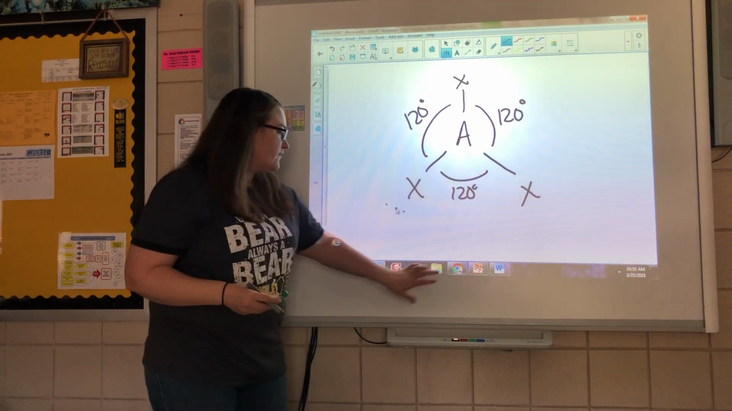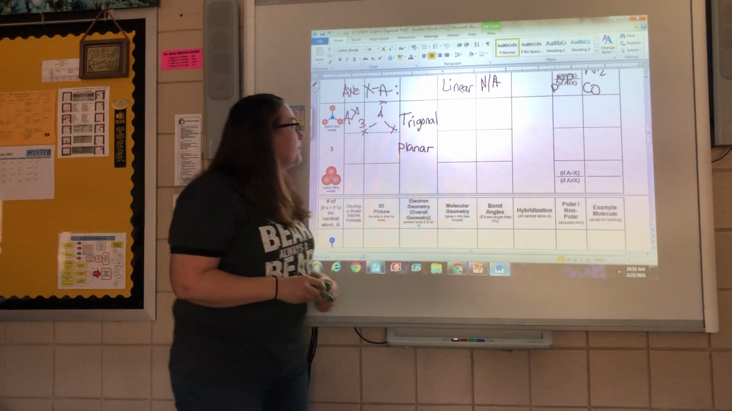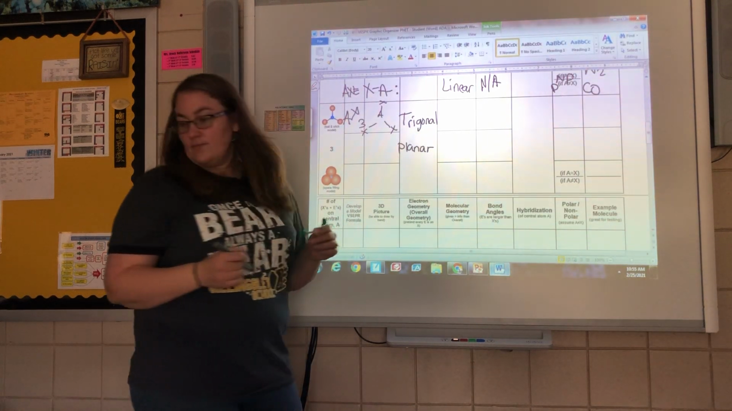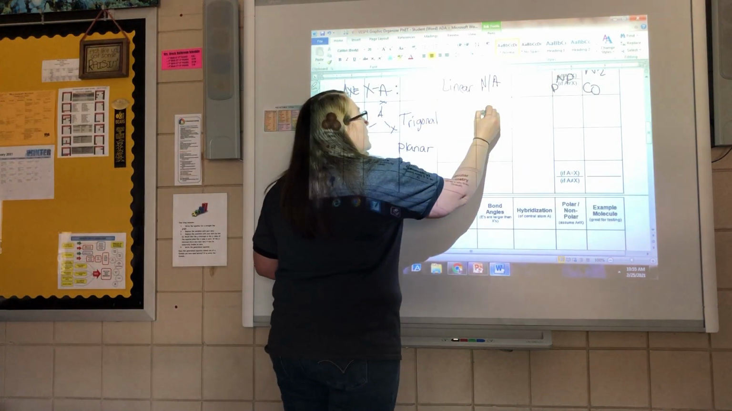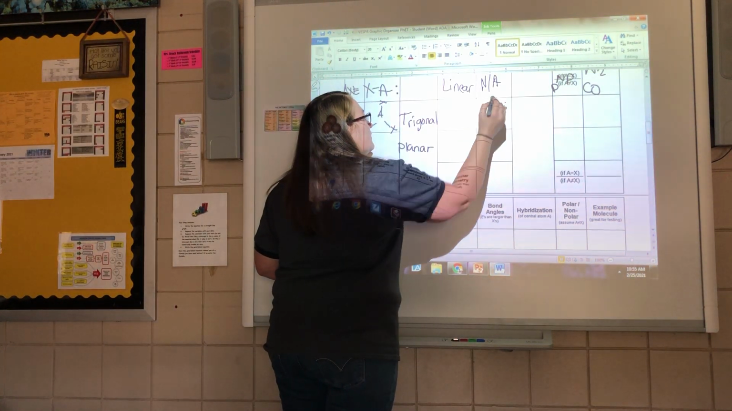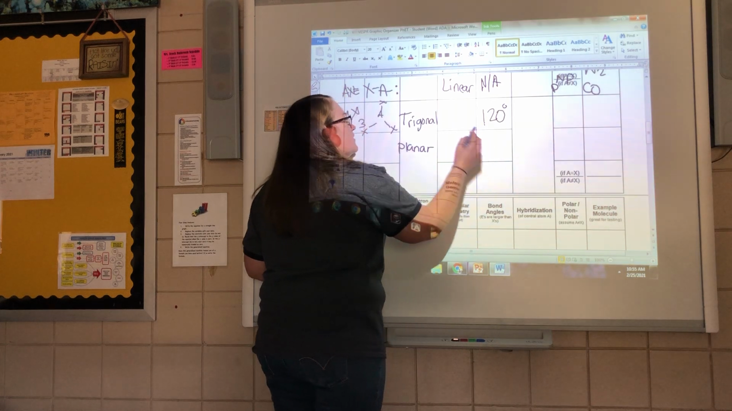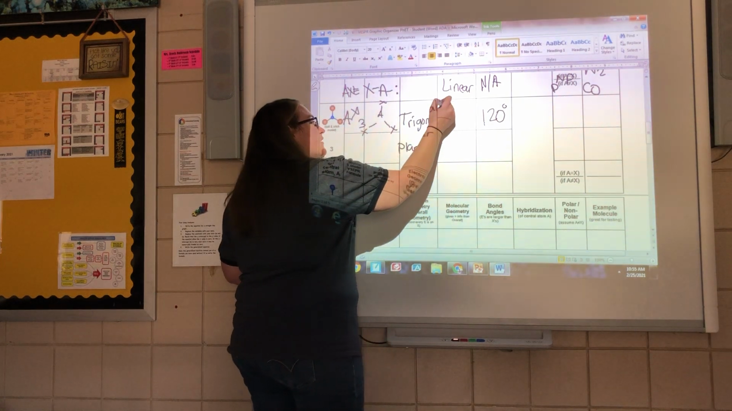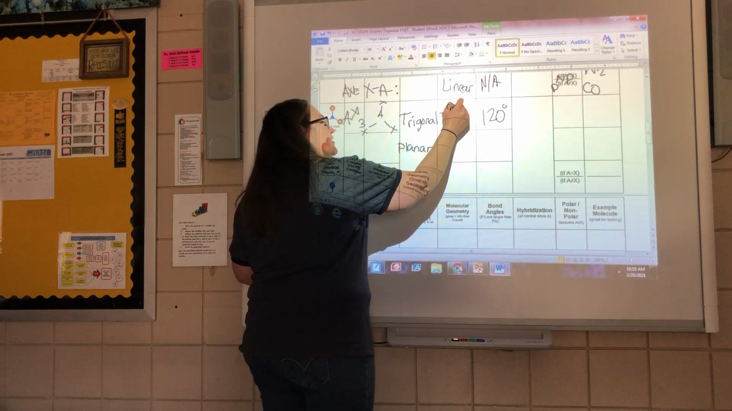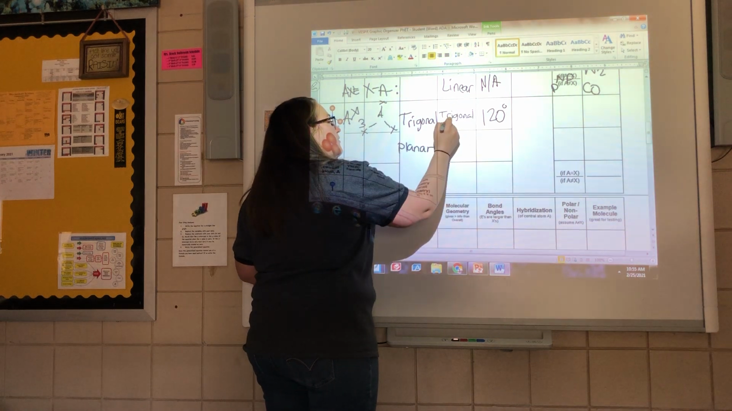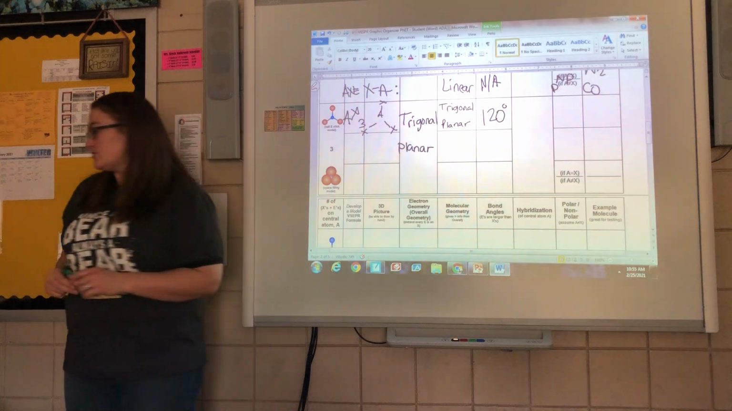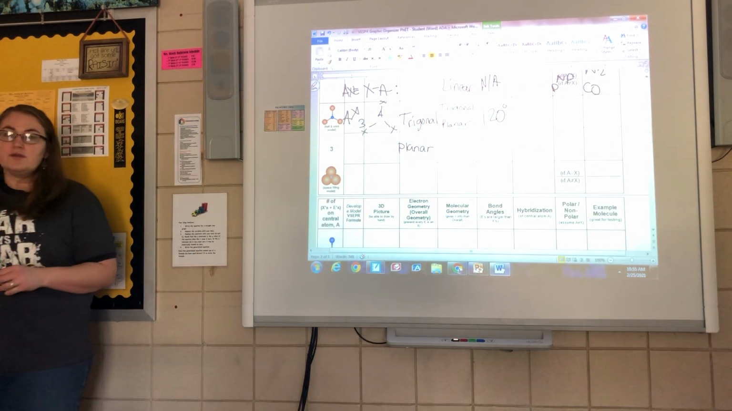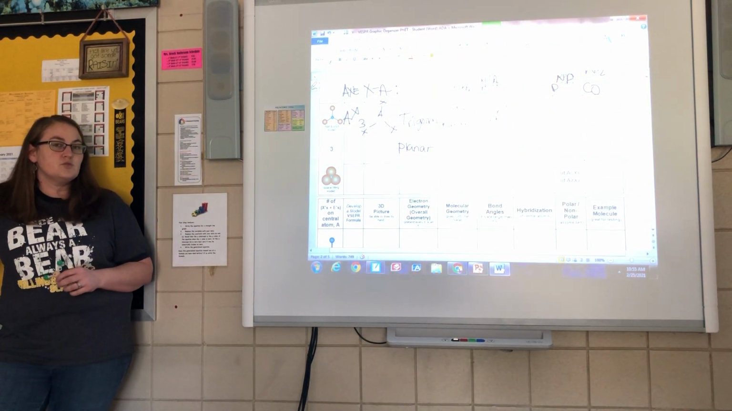So if I go back to my paper, I'm looking at 120 degrees. This box right here, this geometry, is also going to be trigonal planar, with 120 degrees.